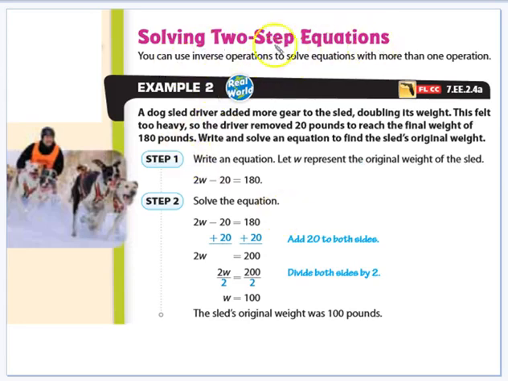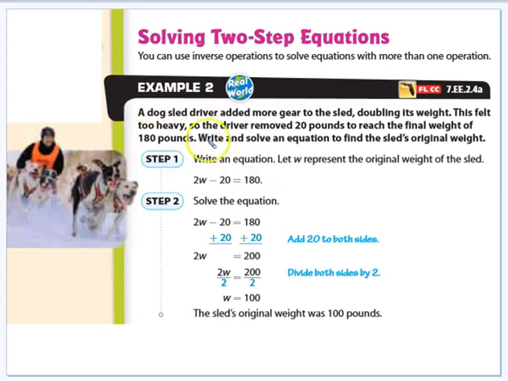Solving two-step equations. You can use inverse operations to solve equations with more than one operation. Class, what they're telling me right here, I can use inverse operations. I can do the opposite of what I see to get my answers. You must do the opposite of what you see to get the answer, okay?